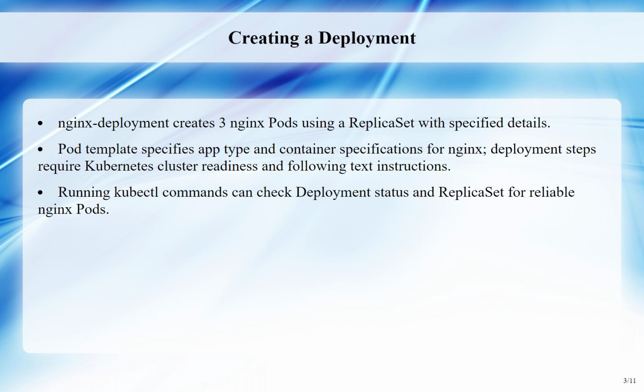Running specific commands such as kubectl get deployments allows you to check the status of the deployment, including the number of replicas available, up to date, and running. You can also check the status of the rollout and view the replica set created by the deployment. The replica set generated by the deployment ensures that there are 3 reliable Nginx pods running.